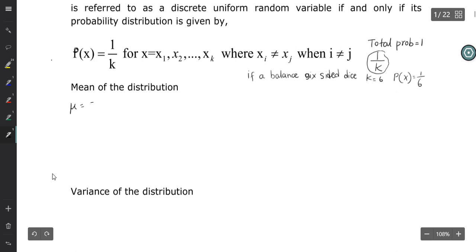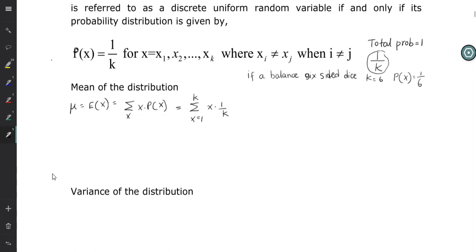Mean or mu, or the expected value of x, E(x), you know how to find it. That will be the sum of all possible x's, x times P(x). So when it is uniform, x can go from 1 to k, x times P(x) is 1 over k. So by solving this summation for the possible values of k, you can easily find the mean of the distribution.